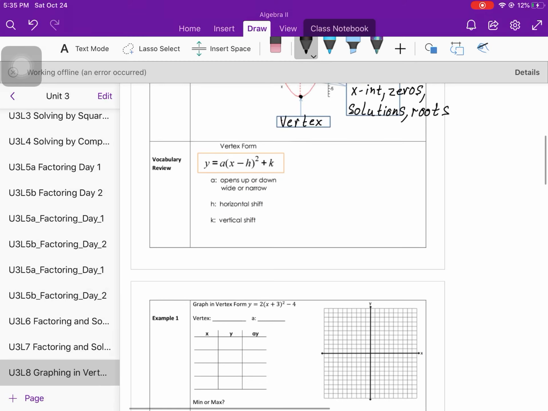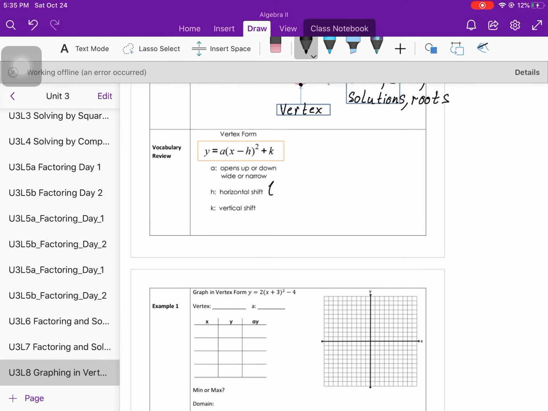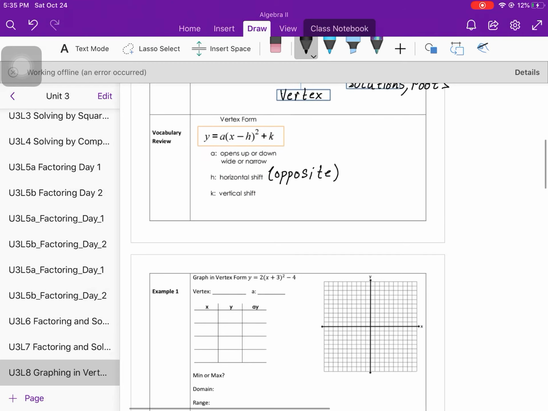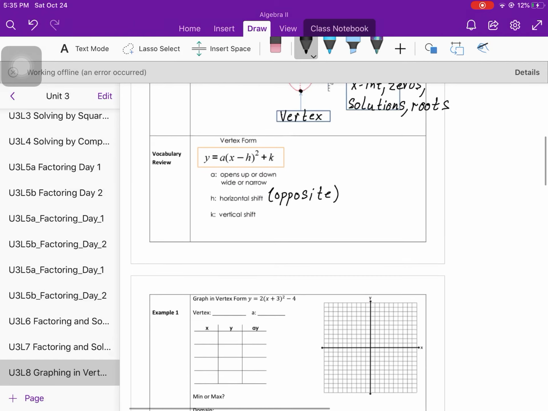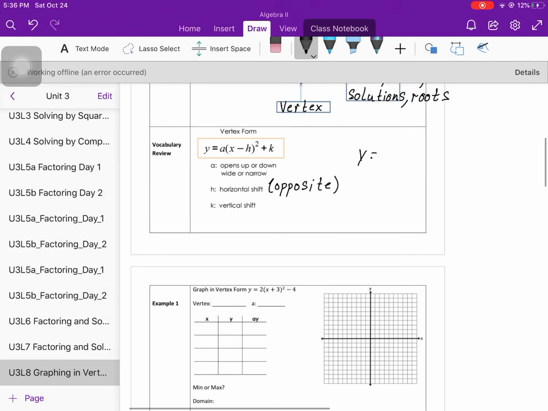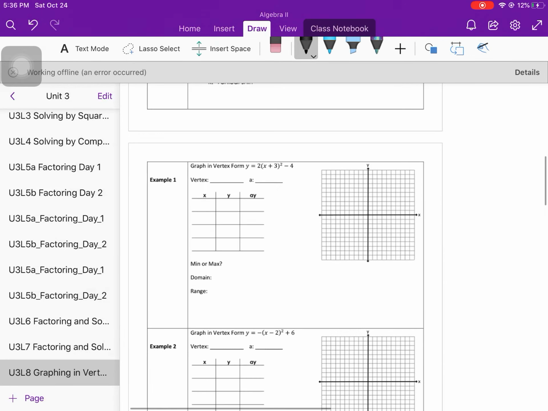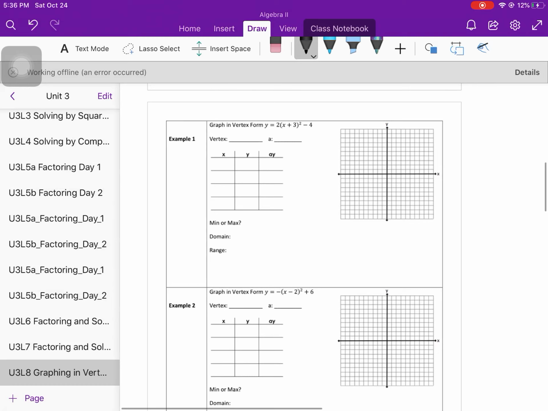The a value still tells us if it opens up or down, or if it's wide or narrow. And then h is the horizontal shift, and this is again the opposite. So if it's a negative inside the equation, it's positive when we pull it out in the coordinate form. And then the k stays the same. Remember that the parent function to this is y equals x squared, and that is centered at the origin, which is (0, 0). So we're going to be talking about vertical shifts and horizontal shifts from this equation right here. This is that parent function, so that's where everything is derived from.